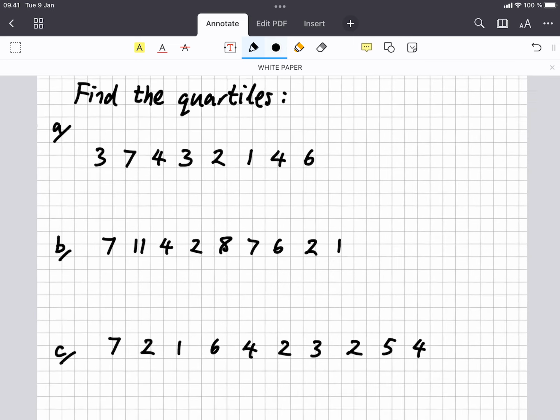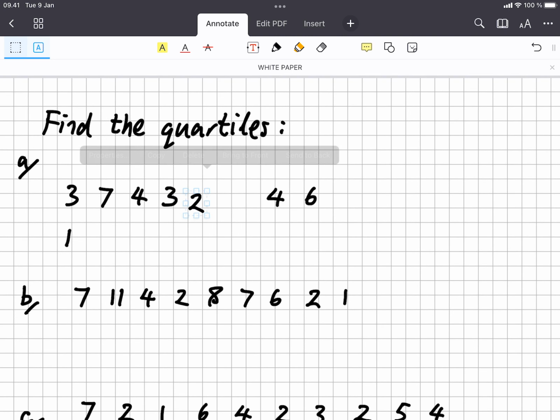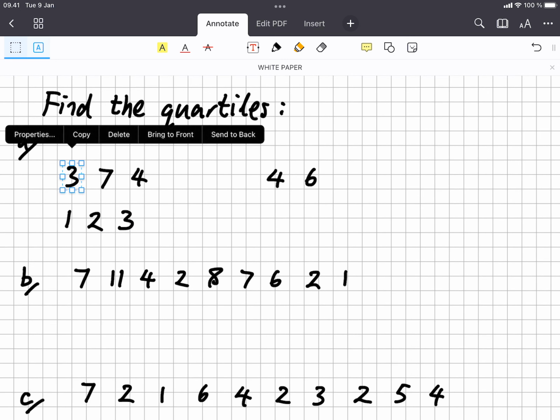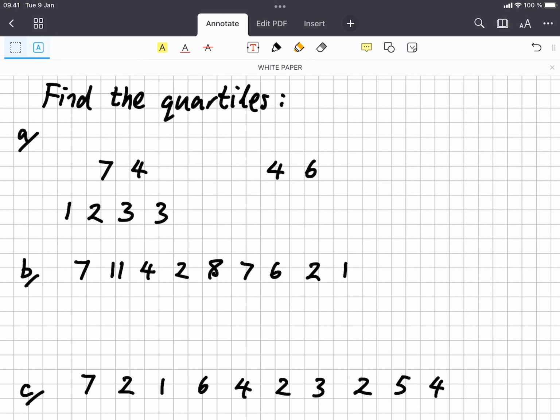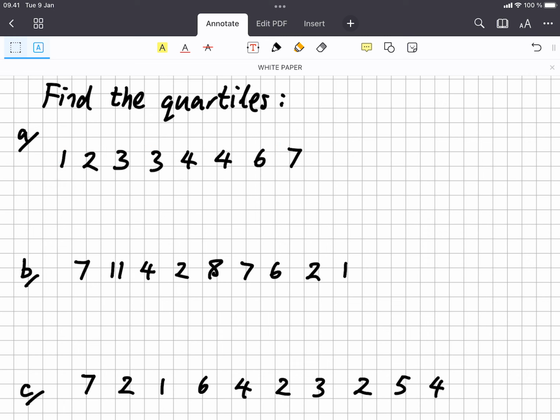Okay, so spoiler alert, we're just going to do question A. So I'm going to start by putting the values in order. So we'll go, there's a 1, there's a 2, there's a couple of 3s, couple of 4s, a 6 and a 7. So we have got 8 values.